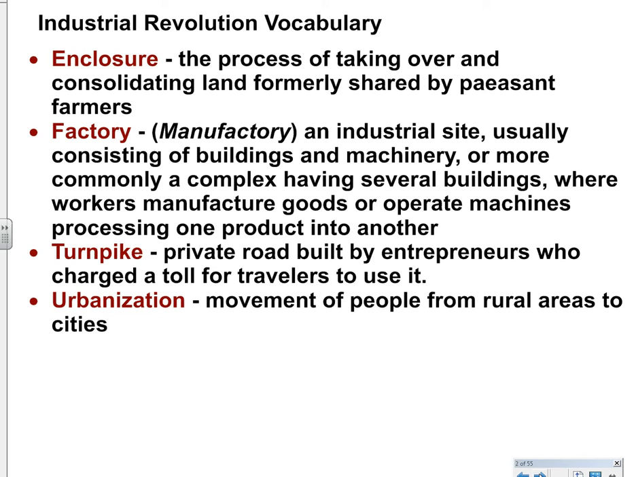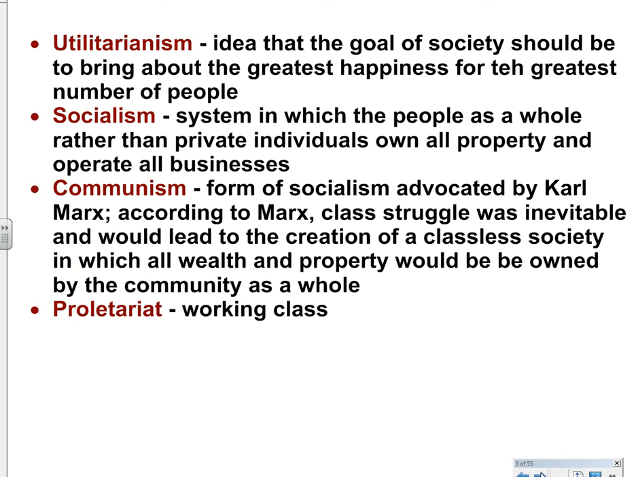Then there's a turnpike, which is a private road built by entrepreneurs who charge a toll for travelers to use them. And then urbanization, movement of people from rural areas to cities. That's a term you should recall from 8th grade.